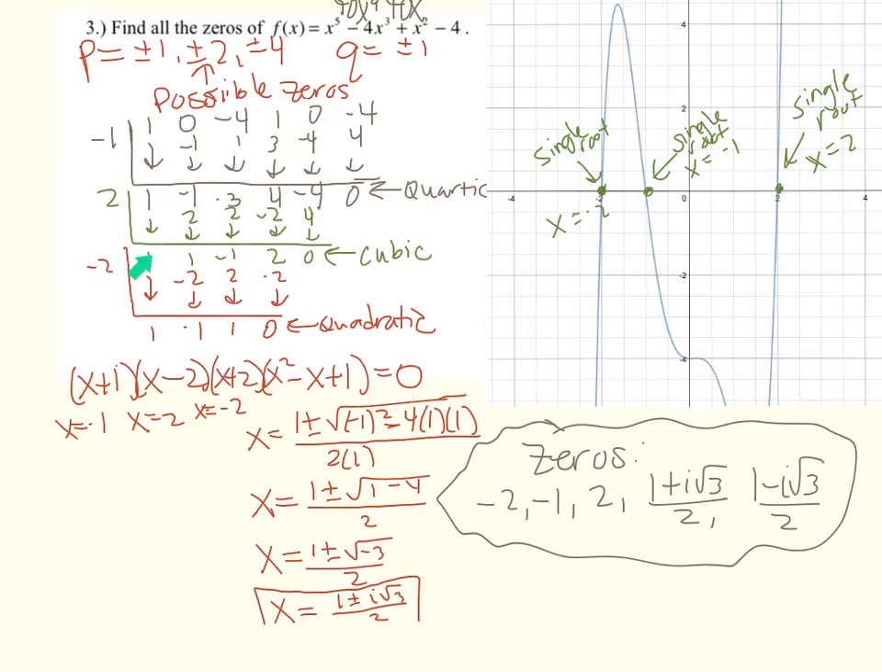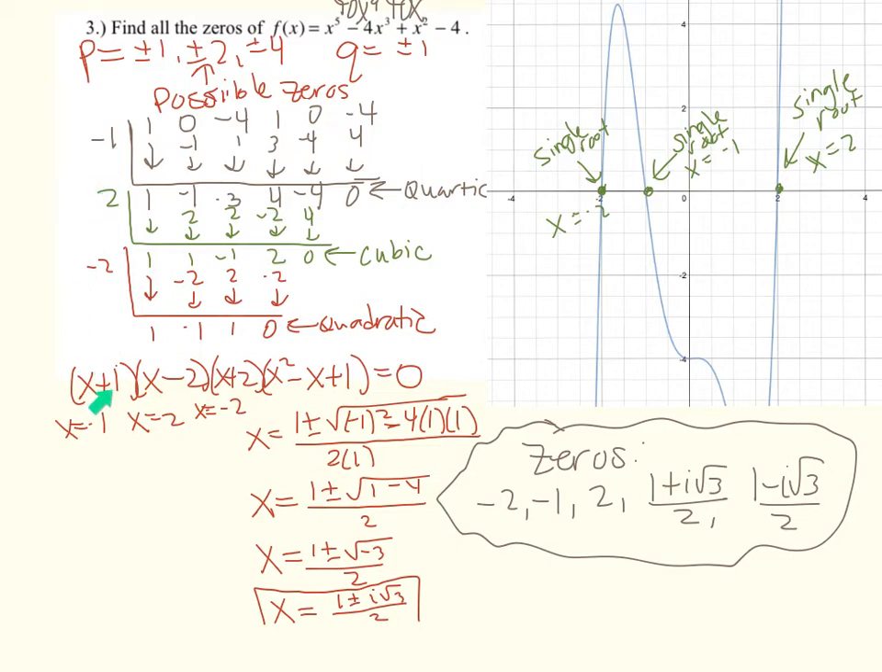I need to divide one more time to get it down to a quadratic. So I'm going to use my third x-intercept I see on the graph, which is -2. Bring the leading coefficient straight down, multiply, add, multiply, add, multiply, add. No remainder, so it definitely is a 0. Constant, linear, quadratic. And I now have my complete factorization.